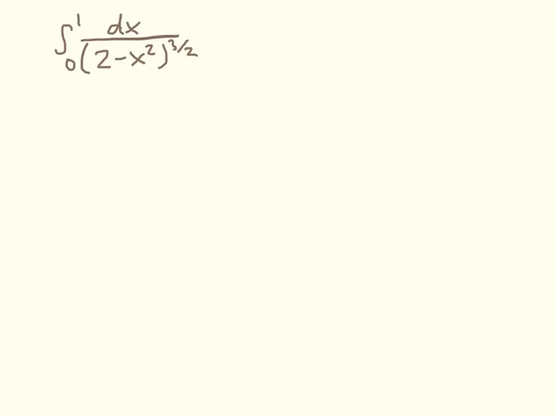So the second integral that we want to calculate is a definite integral from 0 to 1 of 1 over the square root of 2 minus x squared, all cubed. In other words, 2 minus x squared to the power of 3 halves. And to do this, we recognise that we need to use a sine substitution, and this we could do algebraically, but I think it's easier if we start off by actually drawing a triangle.